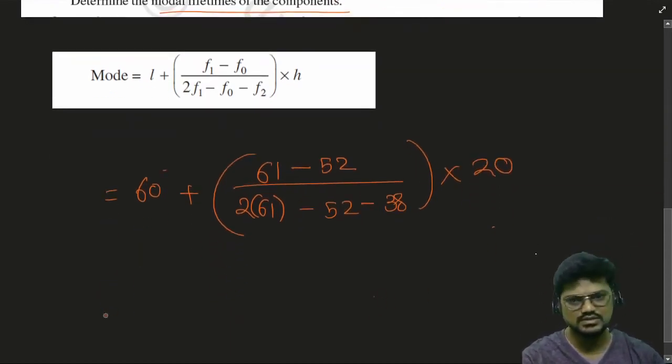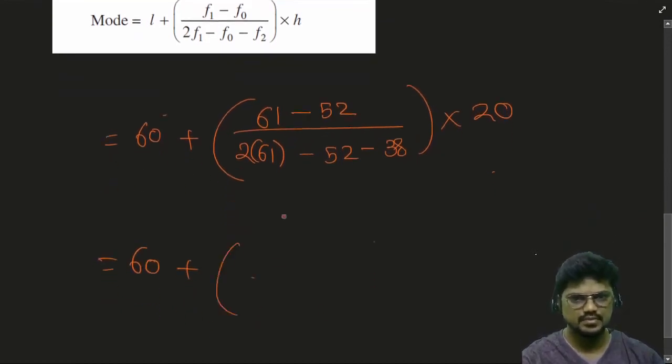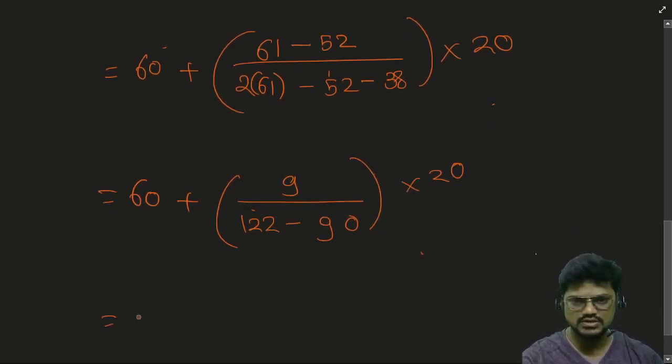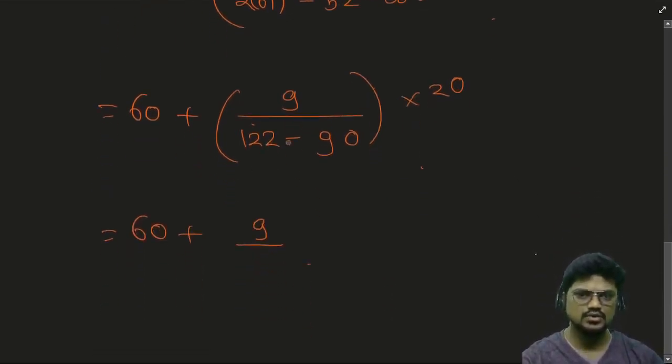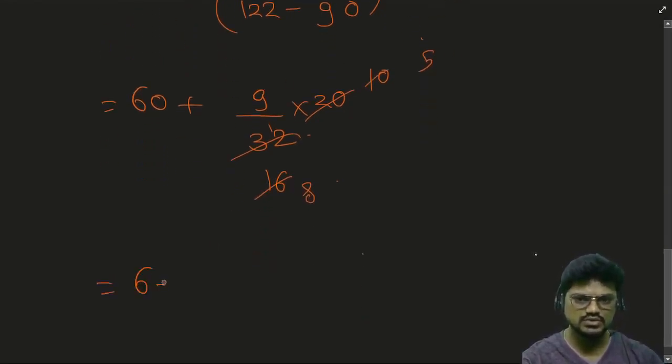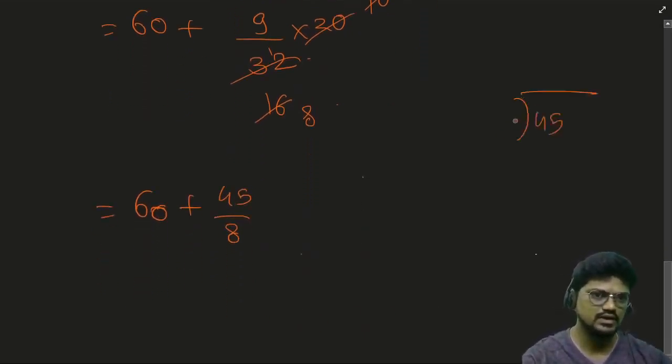It's a normal calculation. 60 plus 61 minus 52, that is 9, upon 2 into 61, that is 122, minus 52 plus 38, that is 90, into 20. So 60 plus 9 upon 122 minus 90, that is 32, into 20. So this is 60 plus 45 by 8. Then do the division of 45 and 8.